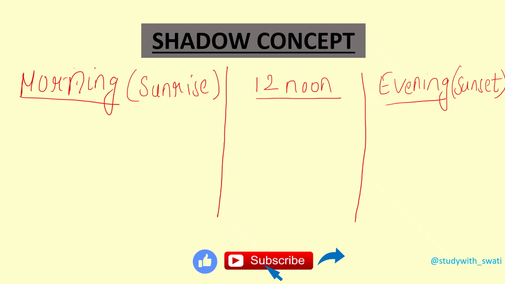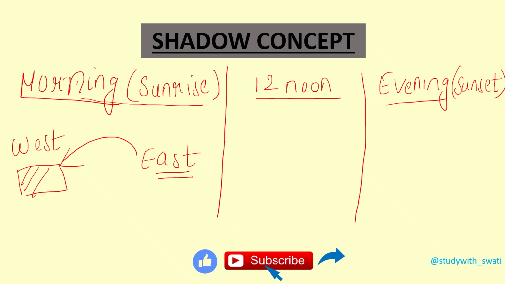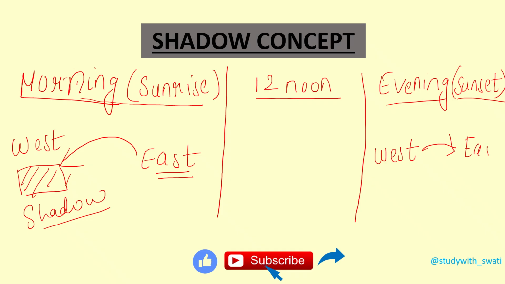Okay, so at the morning time sun rises where? Sun rises in the east. If sun rises in the east, then its shadow will fall in the west. Correct? So sun rises in the east, so its shadow will fall in the west. In evening, it is sunset. Sun sets in the west, so the shadow will be at the east. Correct?